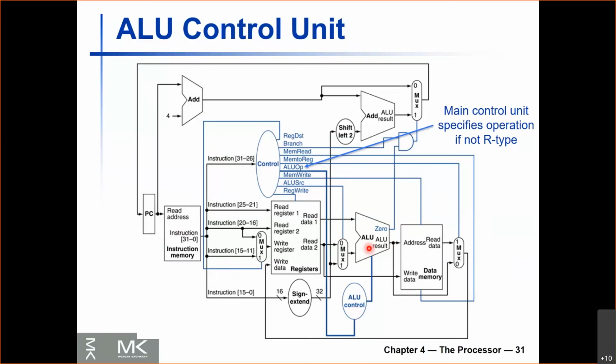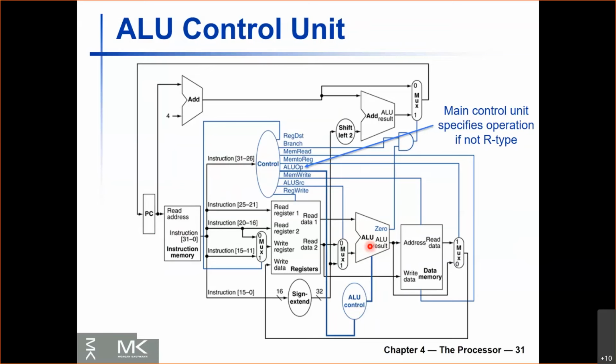If the instruction, for example, is branch if equal, we know that it's a branch if equal from just the opcode. So from the opcode, it'll know this is a branch if equal. That means the ALU needs to perform a subtraction. So the main control unit will tell the ALU control unit to perform a subtraction, and the ALU control unit will tell the ALU to perform a subtraction.